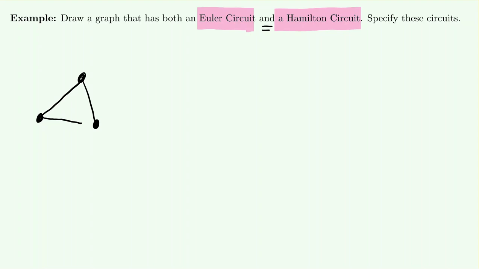So this is the complete graph on 3 vertices. Not only that, each vertex has degree 2 because there's 2 edges coming from each vertex. So this meets the criteria for an Euler circuit and a Hamilton circuit. And if we want to, we can label these A, B, C.